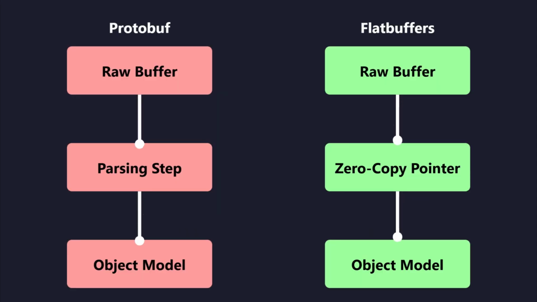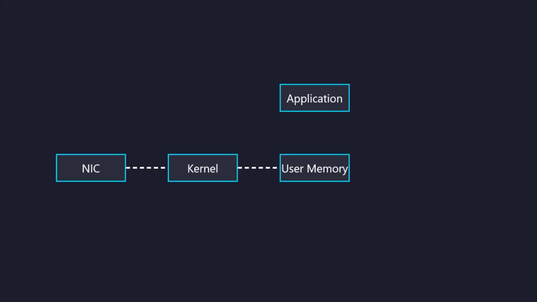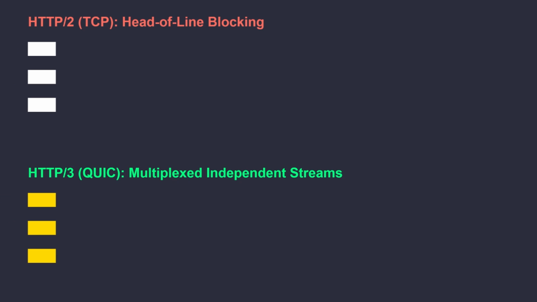Using technologies like flat buffers allows for zero-copy deserialization, where the application accesses data directly from the buffer without a dedicated parsing step, pushing throughput to the hardware limit. Zero-copy mechanisms move data directly from the network interface card to user space memory, bypassing the operating system kernel and saving precious clock cycles for the application.